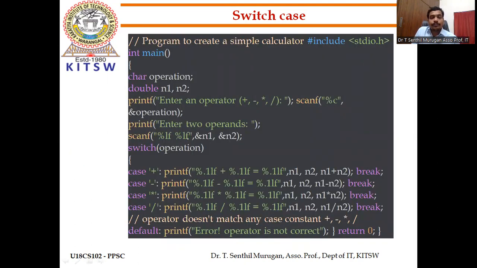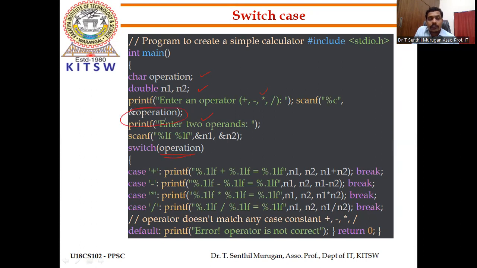See this program. Program to create a simple calculator. So what we are doing: the operation we will take as a character. Character means plus or minus or asterisk or slash. It will check, so you can perform with N1 and N2. So these are the operators you can use. Then you will get the operator, and you will get the two operands, two values.